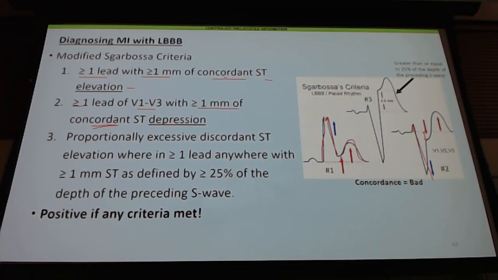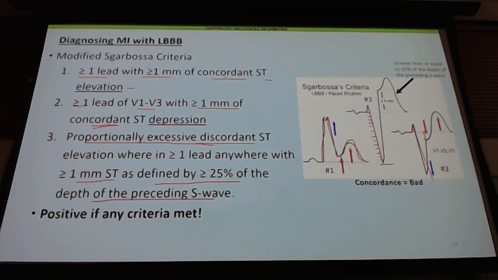If they don't meet that criteria, then the third criteria is this excessive discordance. So we say discordance is good, but is excessive discordance good? And the answer is no. What that is, if you have at least 1 millimeter of ST elevation anywhere where it's 25% of the depth of the preceding S wave, then that's bad. So unfortunately, in this case, you're going to have to count these little boxes from baseline and then check. So 1, 2, 3, 4, 5, 6, 7, 8, 9, 10, 11, 12, 13, let's say 14 millimeters down.